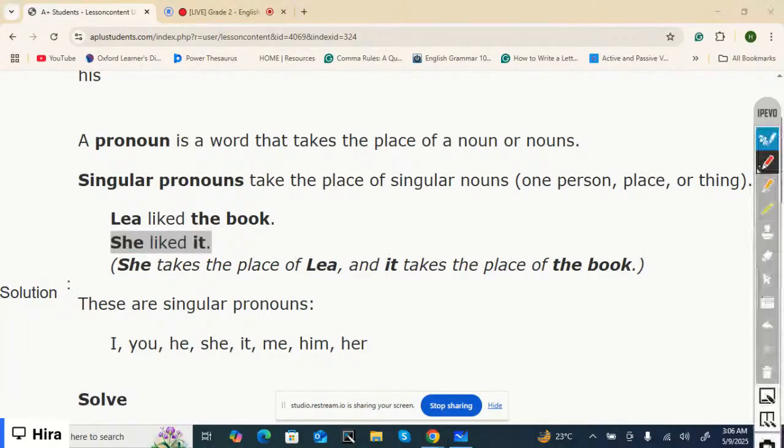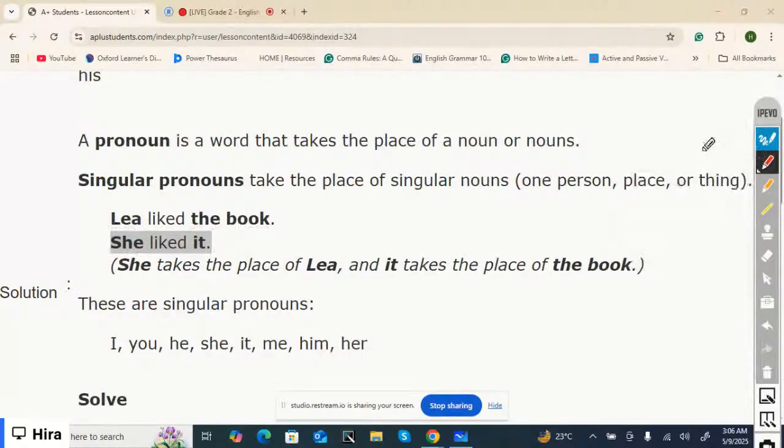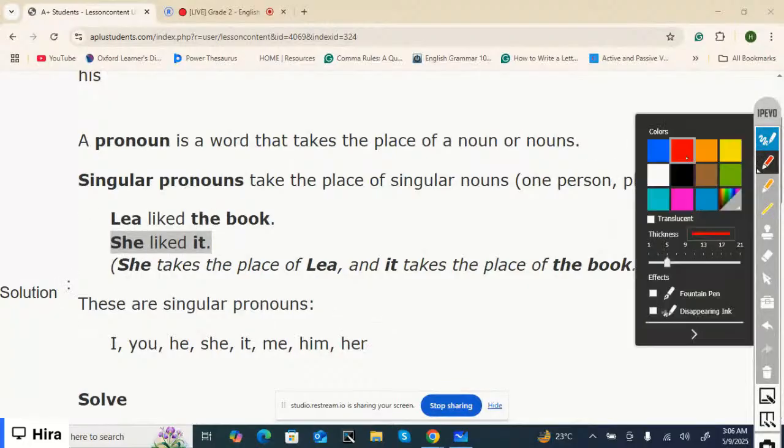So as you can see, Leah is replaced by the singular pronoun she, which takes its place. The book is a singular noun, and it takes the place of this singular noun. So, yes, singular pronouns take the place of singular nouns. Okay, here is a list: one, two, three, four, five, six, seven, eight. These are singular personal pronouns, which can take the place of singular nouns.